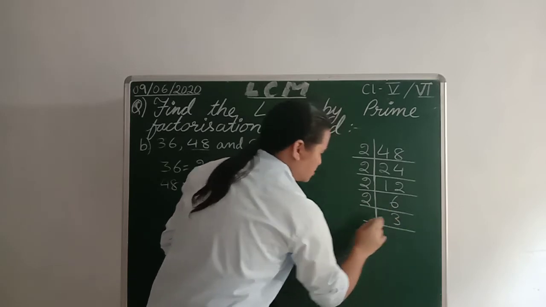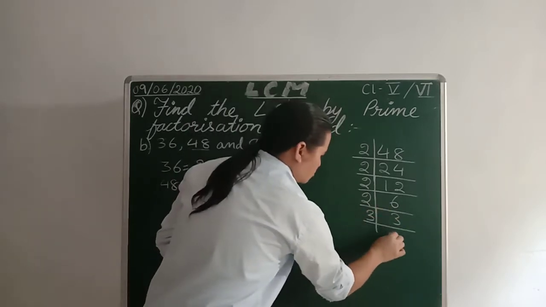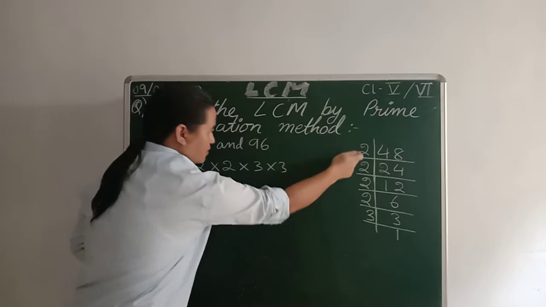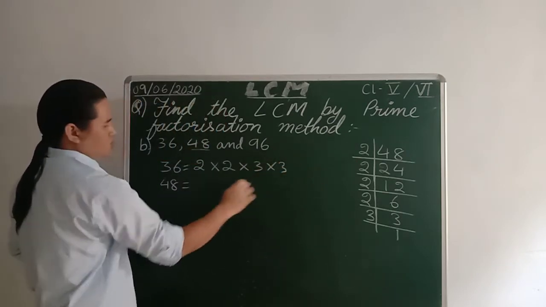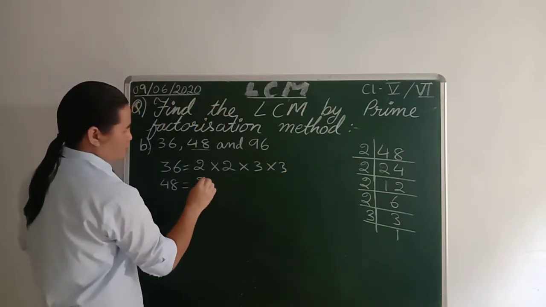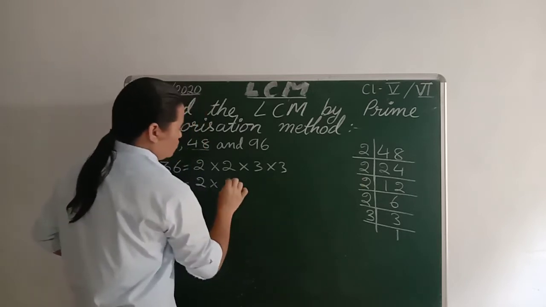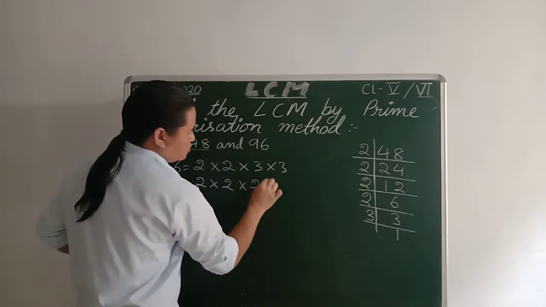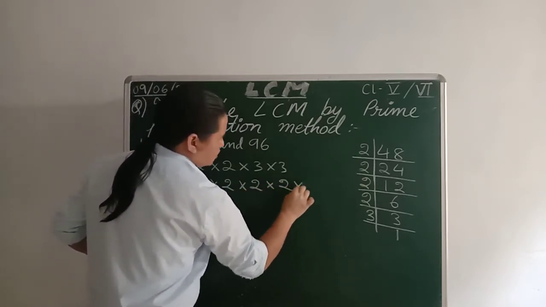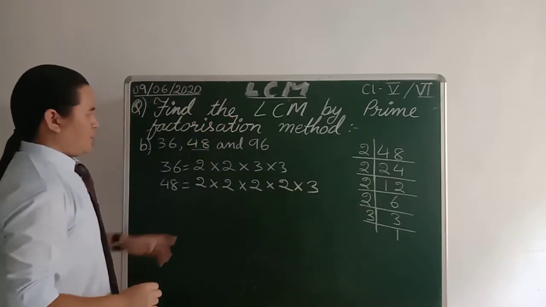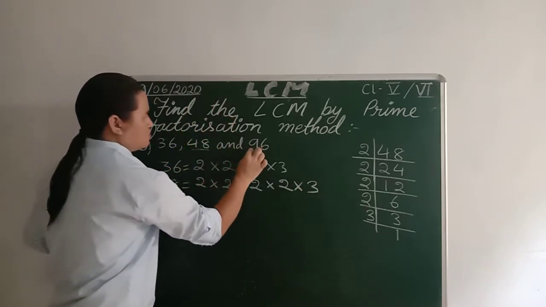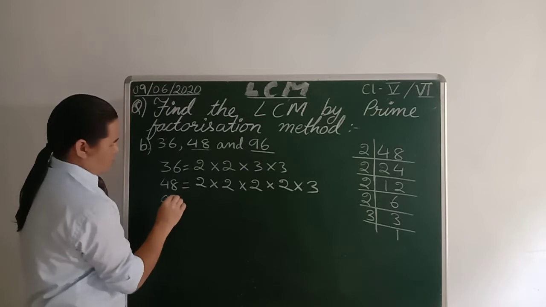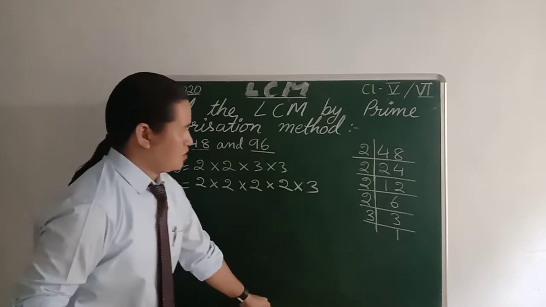Now at last 3 remains here. So it goes only by 3, 3 1s are 3. So these are the factors. Write down all the factors over here: 2 into 2 into 2 into 2 into 3. Now since there are 3 numbers, we will solve this 96 also.